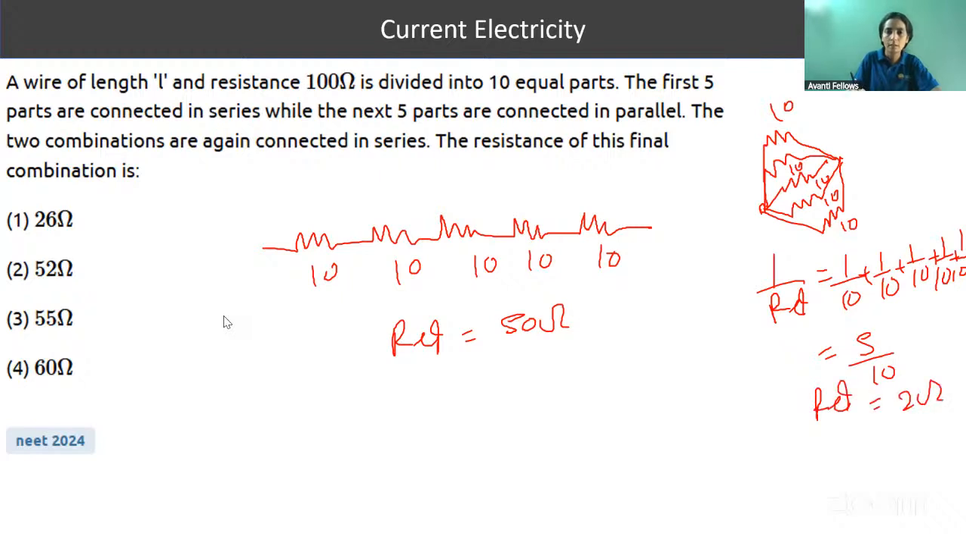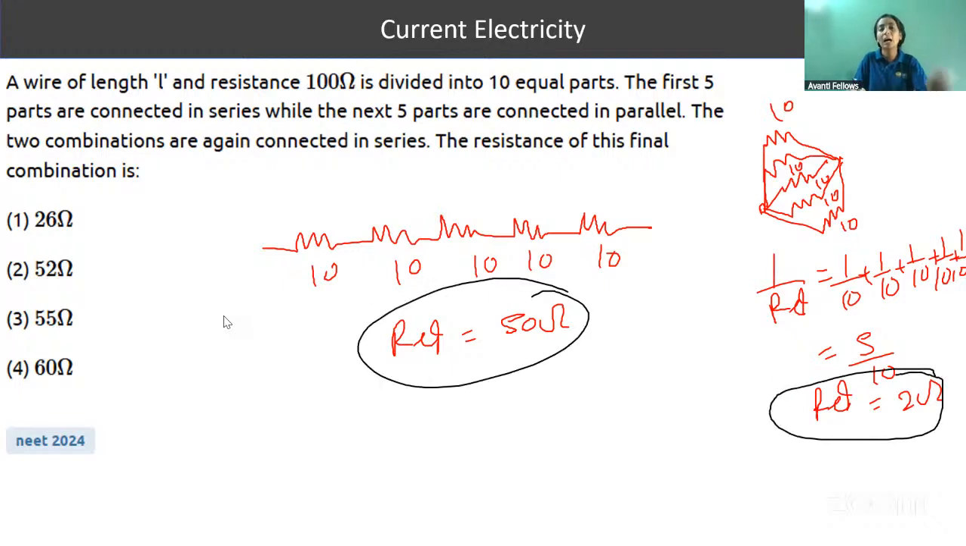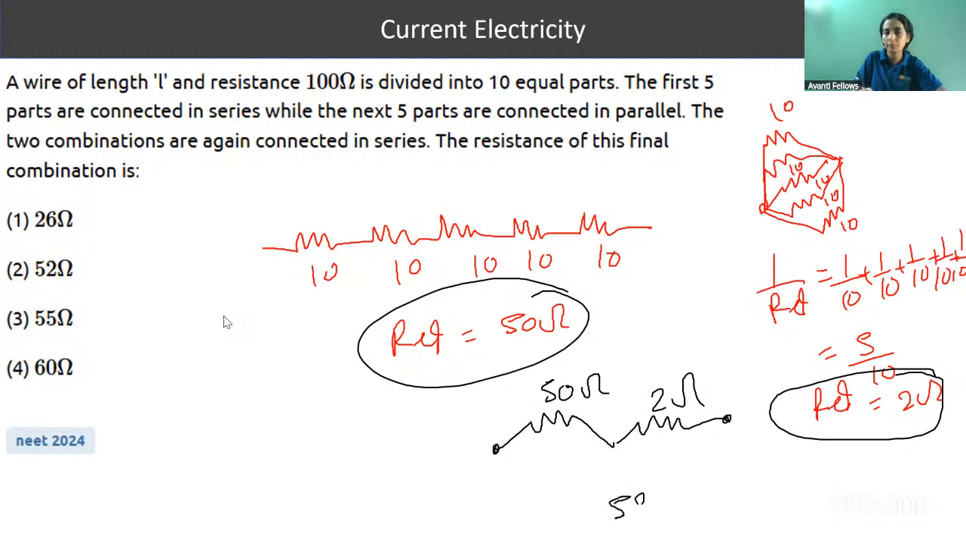ठीक है. This is the thing, right? Yes, Raju. सो दिस विल बी द थिंग. अब हम कर क्या रहे हैं? अब हम ये कर रहे हैं, इस आर इक्विवेलेंट को और इस आर इक्विवेलेंट को अगेन सीरीज में कनेक्ट कर रहे हैं. सो यू आर कनेक्टिंग टू थिंग्स इन सीरीज नाउ, एंड डू दिस टू थिंग्स आर हैविंग हाउ मच रेजिस्टेंस? 50 ohm and 2 ohm. So what will be the R equivalent? 52 ohm. So correct answer is what? B. That is second one.